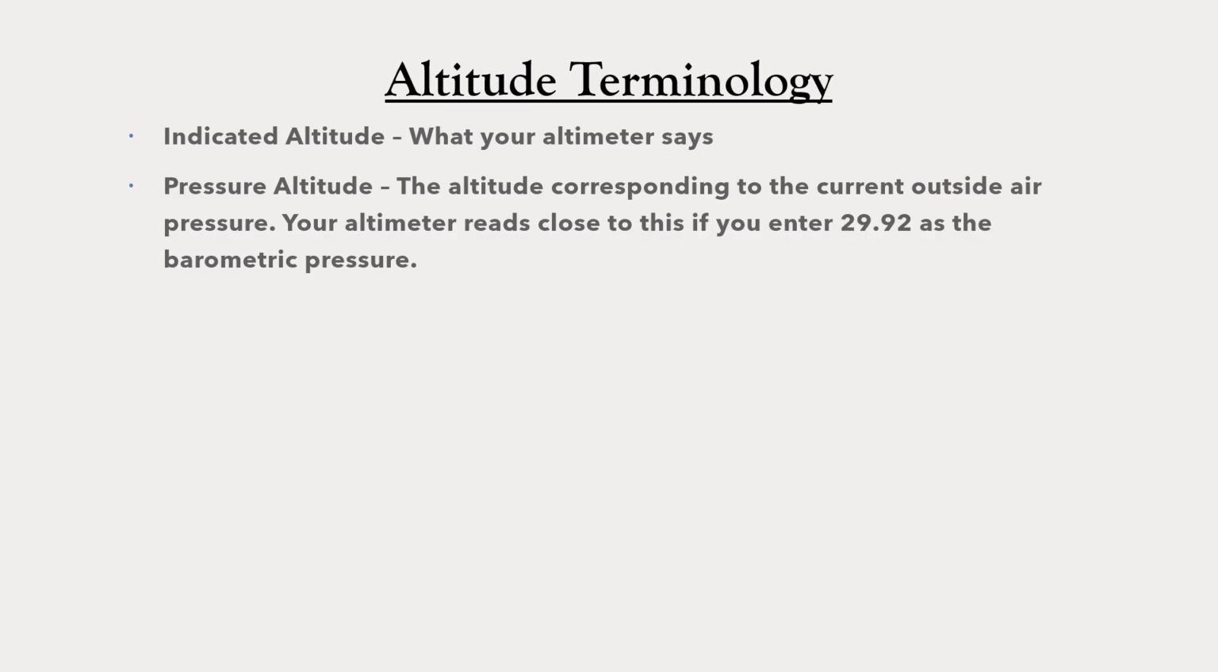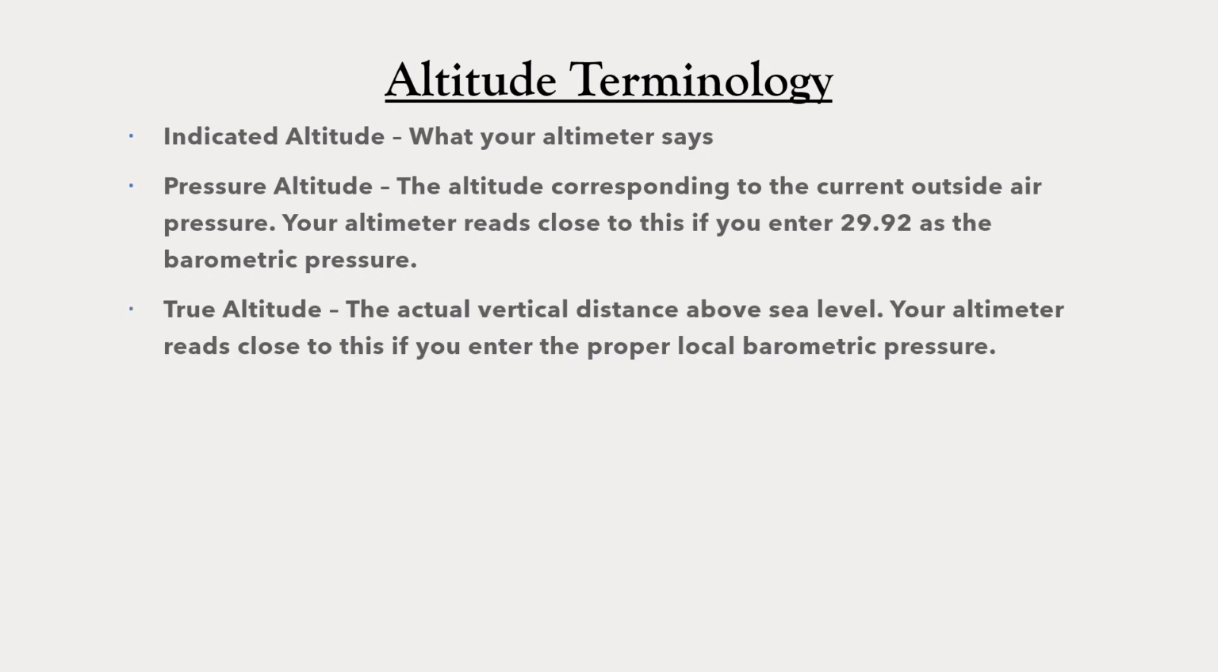The pressure altitude is the altitude that corresponds to the current outside air pressure without regard to any local weather systems that may be passing through. So your altimeter will read close to this if you enter 29.92 as the barometric pressure, since that's the standard barometric pressure in the pressure model of the atmosphere.